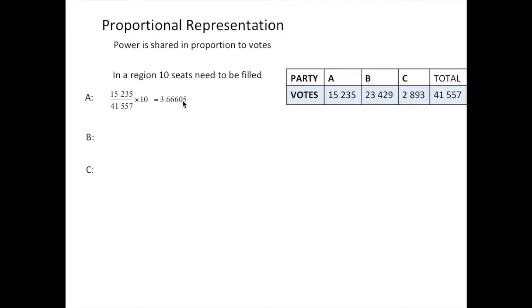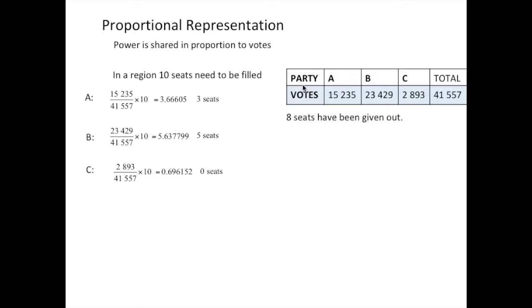We have 3 and a fraction seats, but we're not going to go with the fractions. We're going to say, okay, you have 3 seats, so we round down always, so 3 seats. B, we have 23,429 out of 41,557 times 10, and that gives us 5.637799, which we're going to round down to 5 seats. And C, we have 2,893 out of 41,557 times 10 gives us 0.696152. Okay, so if we round down, that's 0 seats.